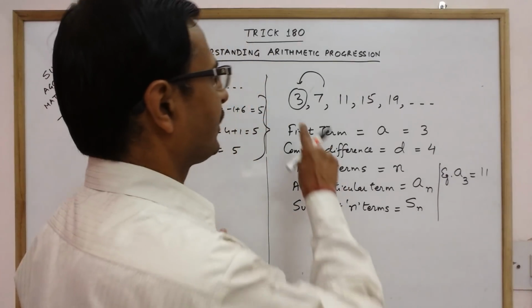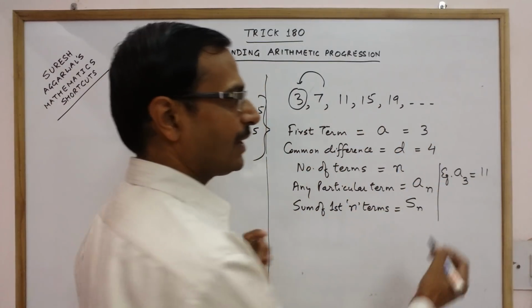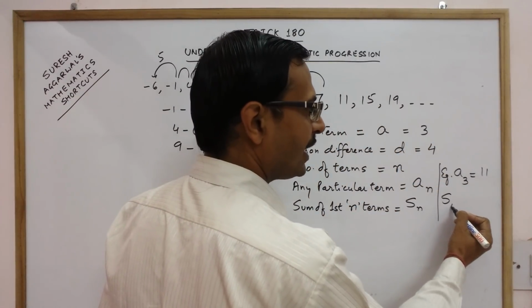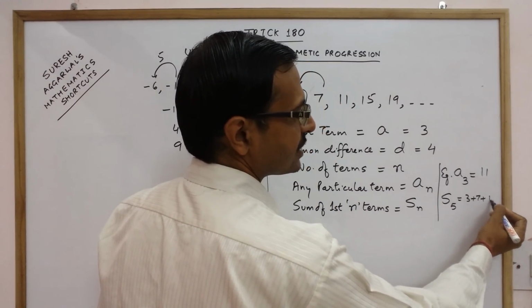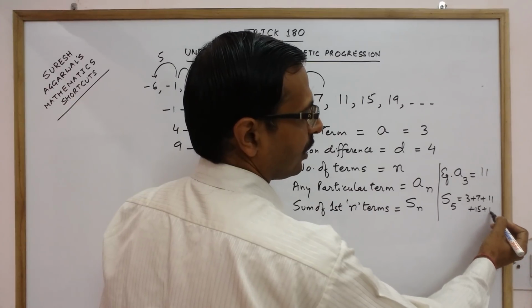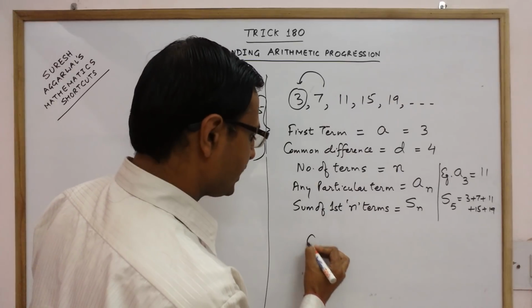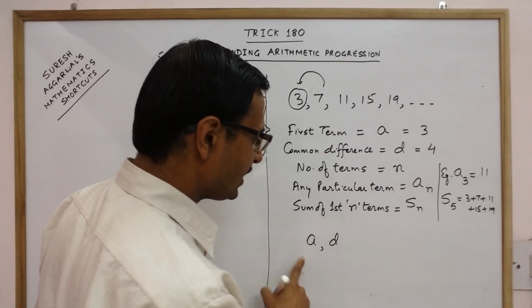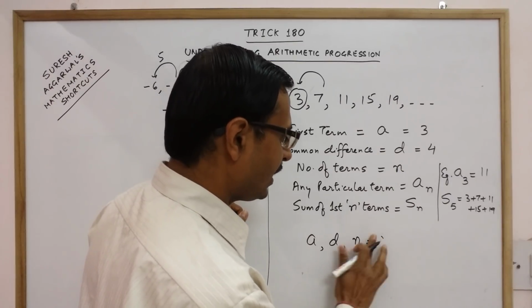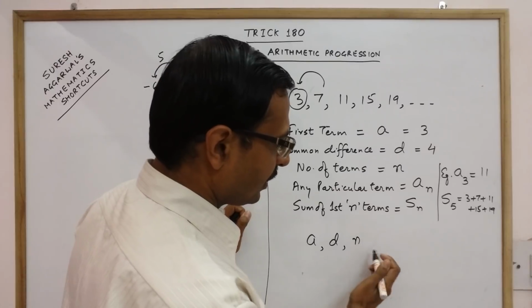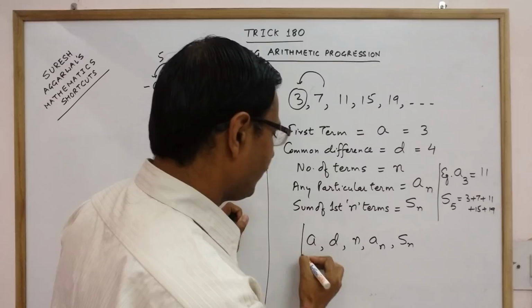So if I take first 5 terms of this arithmetic progression and try to find the sum of these 5 terms, then it will be denoted by S5, and it will mean the sum of first 5 terms of this AP. So these are the 5 things we need to understand. A is the first term, D is the common difference, N is the number of terms, An is the particular term value, and Sn is the sum of n terms.